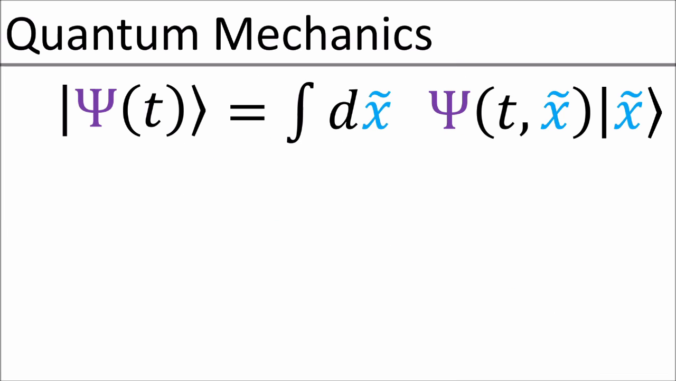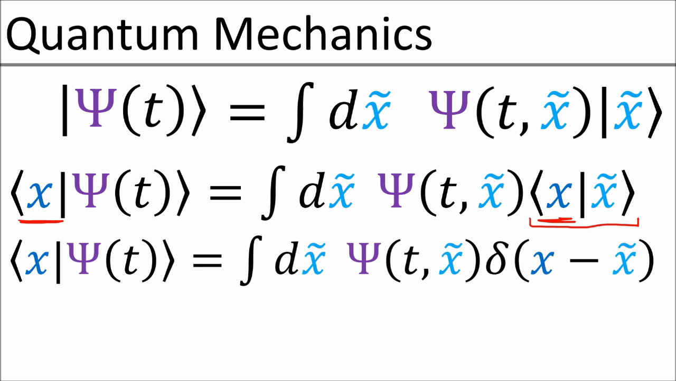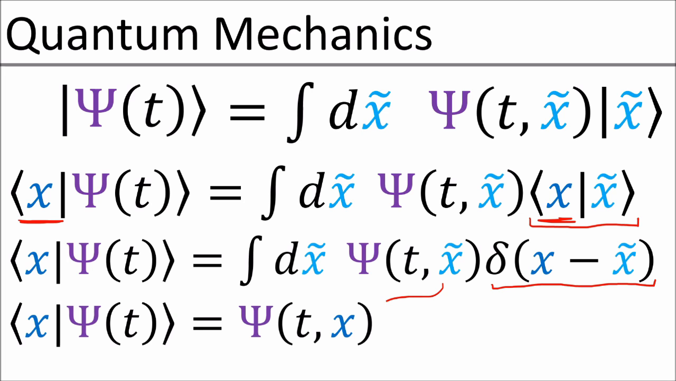If we take this expansion and act on it using a position bra vector, this inner product becomes a Dirac delta, which says that this integral is 0 everywhere except when x tilde equals x. So this inner product of the state psi of t and a position eigenstate x is another way of expressing the position wave function psi of t in x, which gives the probability amplitudes for each x position.